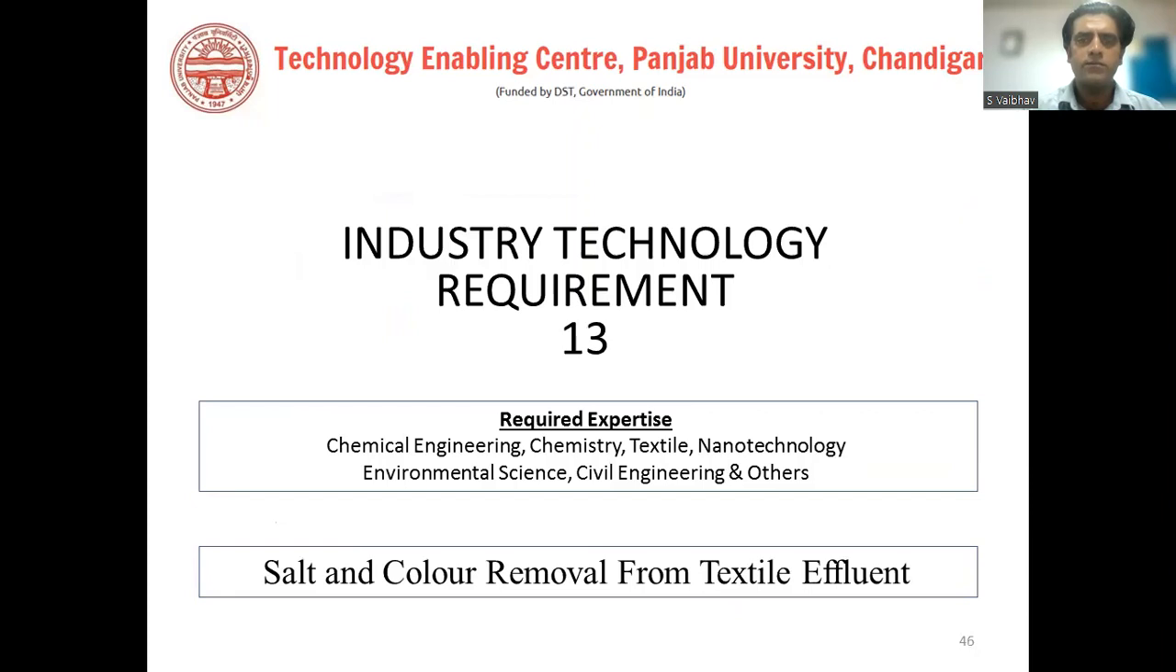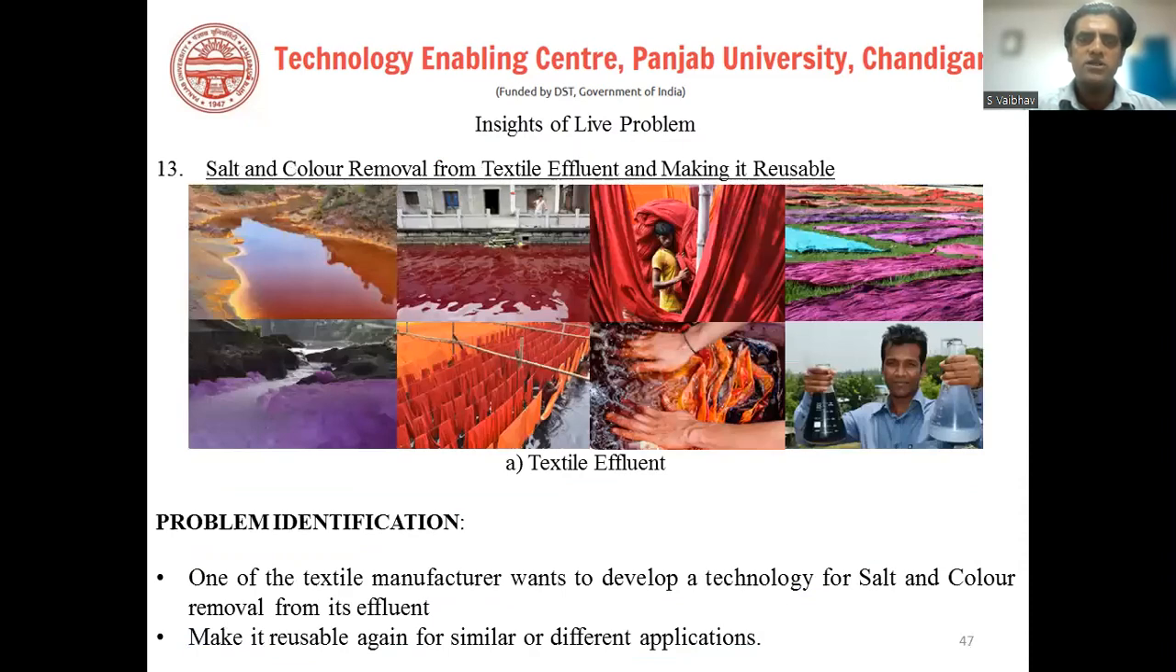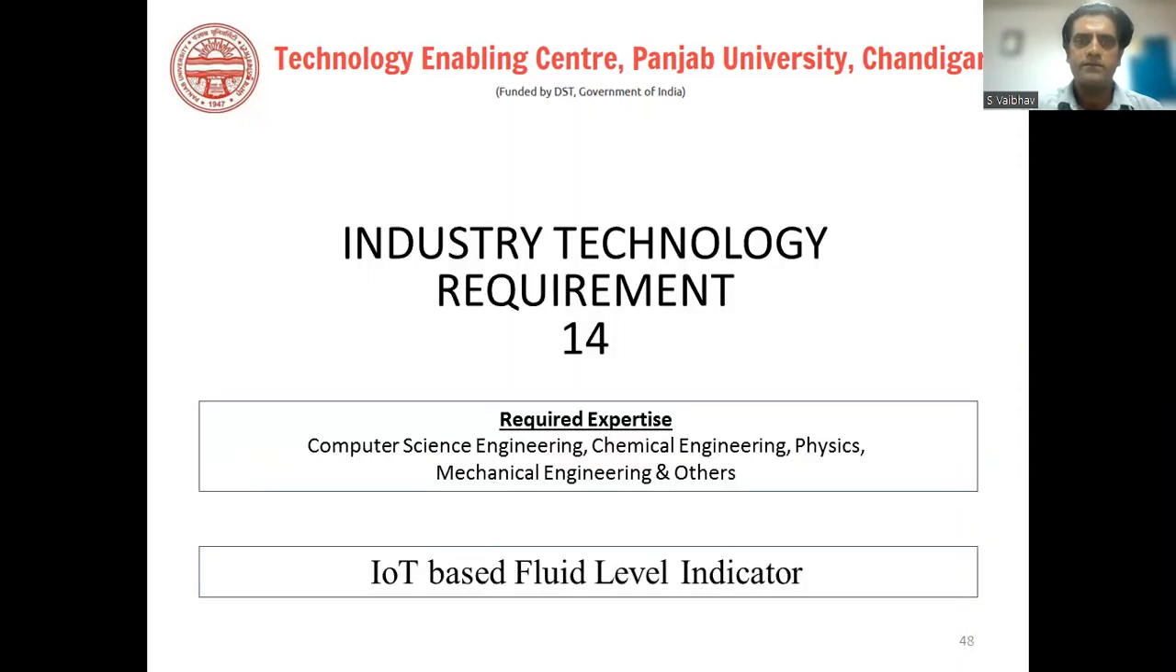The next problem of industry is effluent treatment, and they require a solution for salt and color removal from textile effluent. As seen from the images, these textile industries are a major source of contaminating our water bodies with color and salt. So they require some solution or technology for removing the salt and color from this effluent and make it reusable again for similar or different applications.